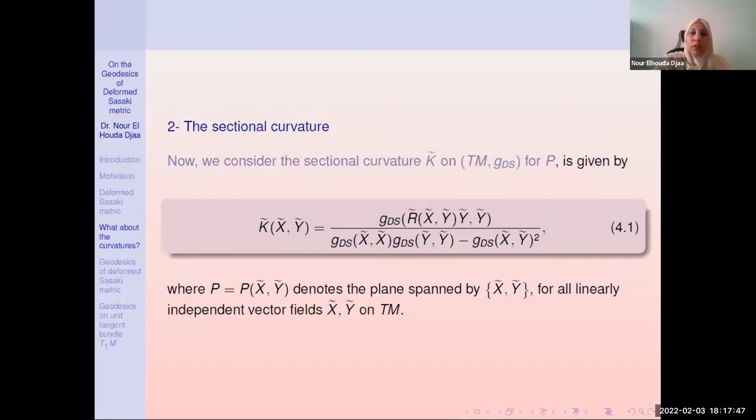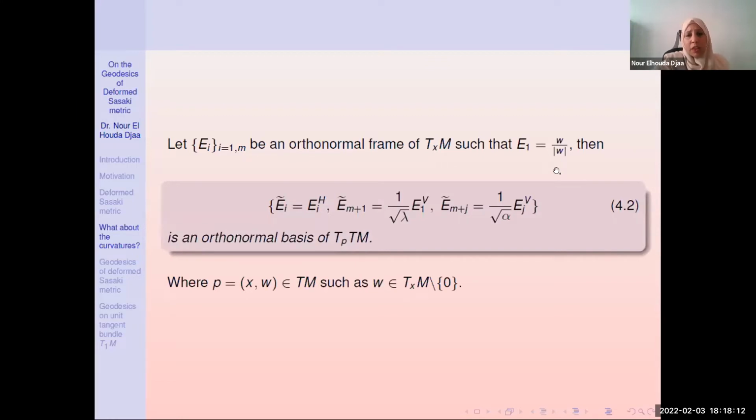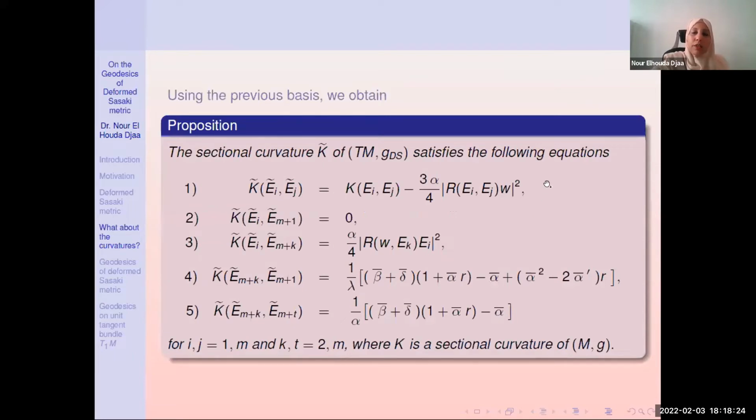We consider the sectional curvature K for P, which is given by the formula 2 right here, where P denotes the plane spanned by X and Y. So if we take (T_i) an orthonormal frame such that T1 equals W over the norm of W, this family right here is an orthonormal basis of T_p TM. Using this frame, we can get the values of the sectional curvature.